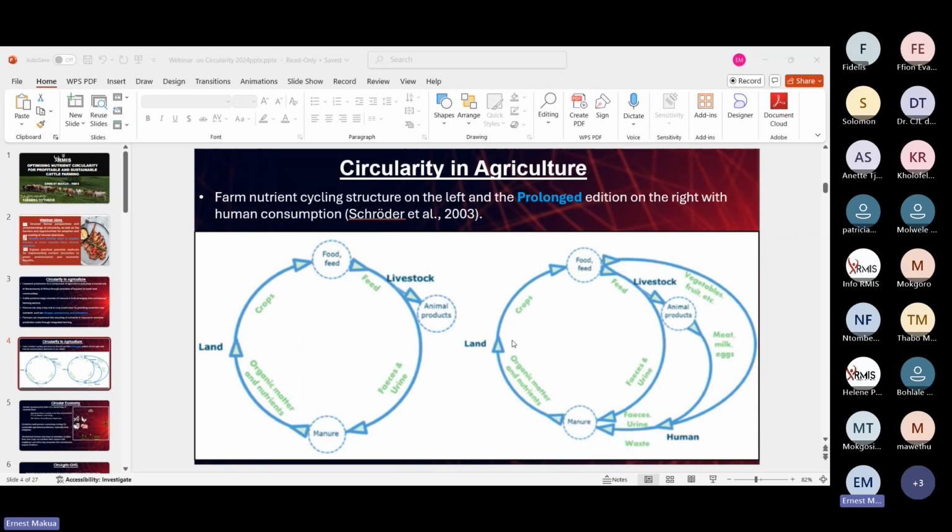And then the scenario on your right-hand side is an extended one, whereby the human factor comes in as well. The human will consume the products from the cattle, which include the meat, the milk, and so forth. And then they will also produce manure at times, which can also be used for fertility of the crops. So I'm moving on from that.